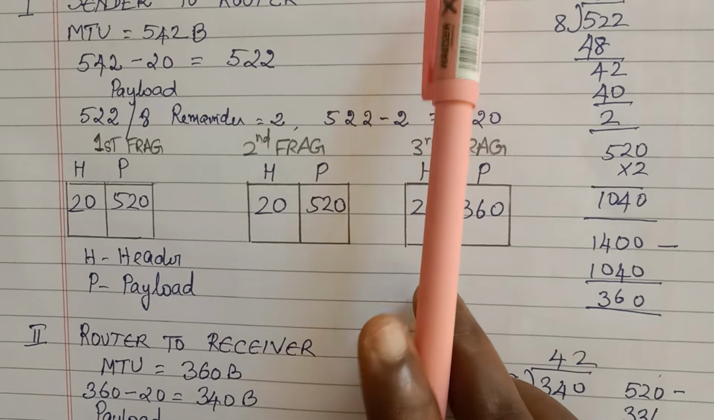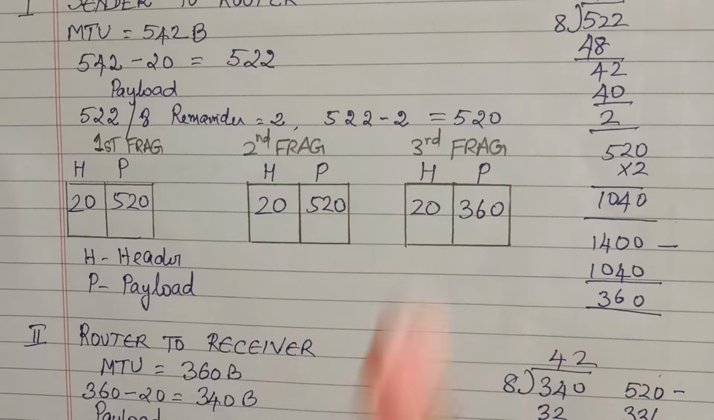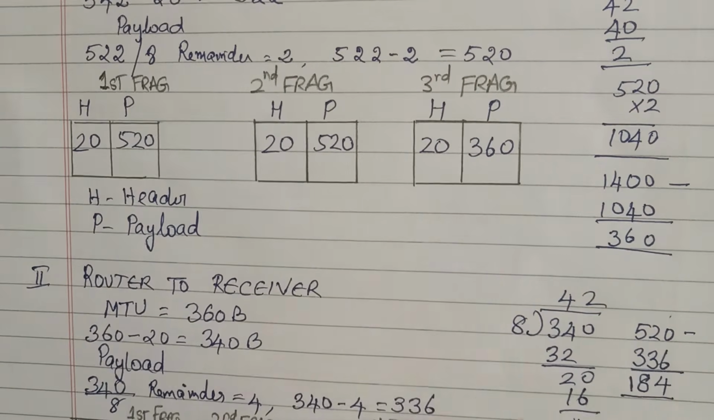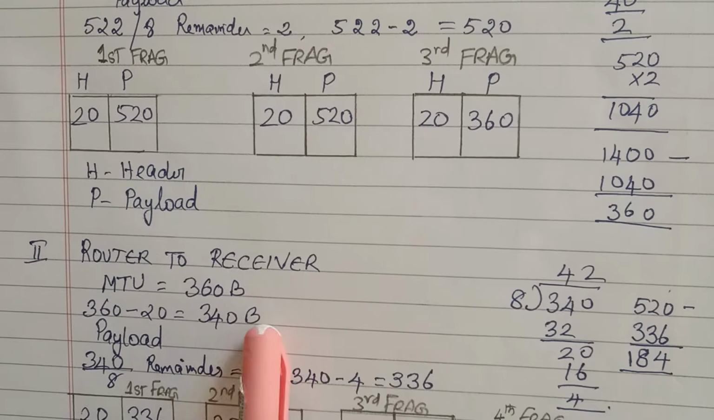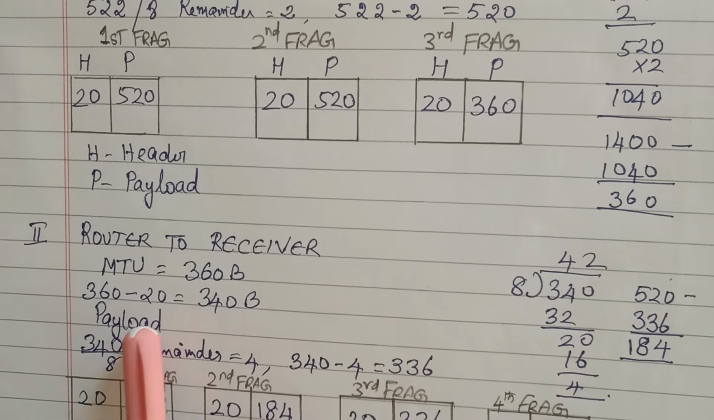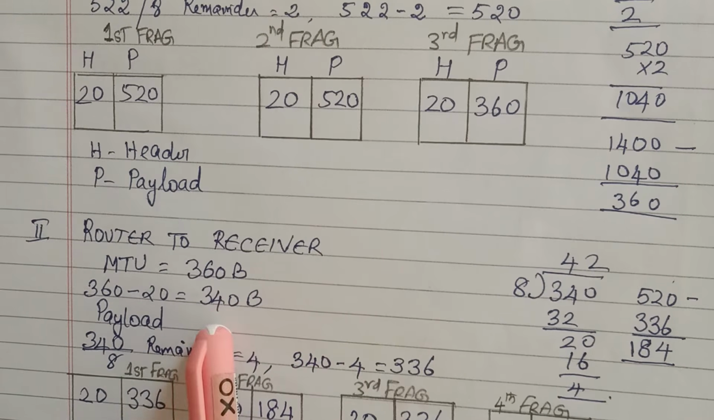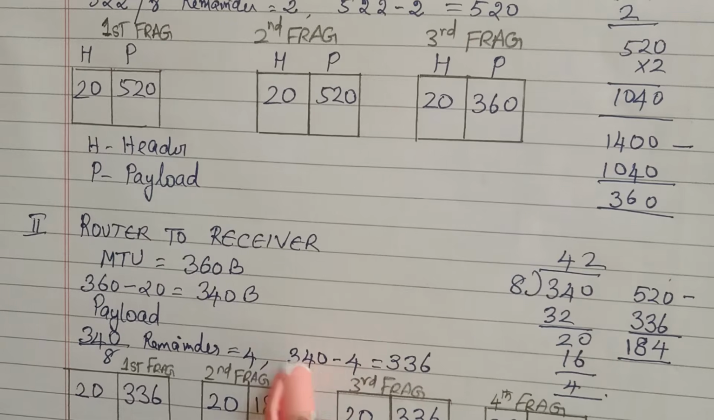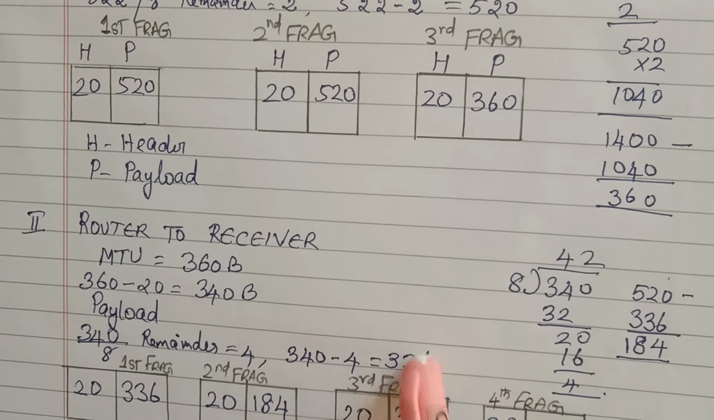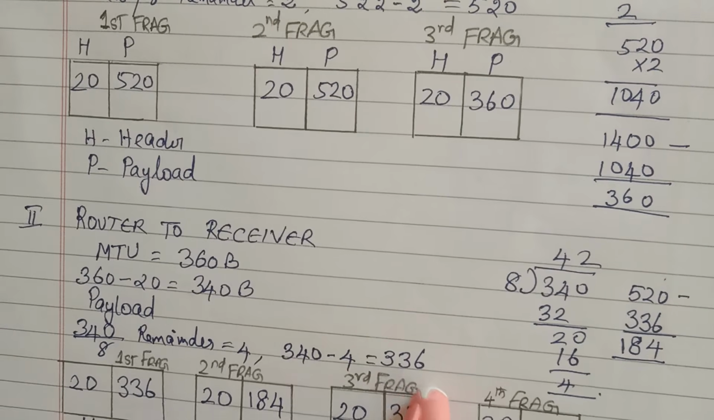Here the MTU is a little less, 360 bytes. Again we have to do the same operation. From the router to the receiver the MTU is 360 bytes, so we subtract the header: 360 minus 20 is 340, which is the actual payload. To make it divisible by 8, we divide by 8, take the remainder, and subtract it from 340. So 340 minus 4 is 336. 336 is divisible by 8, so we use 336 as the payload.